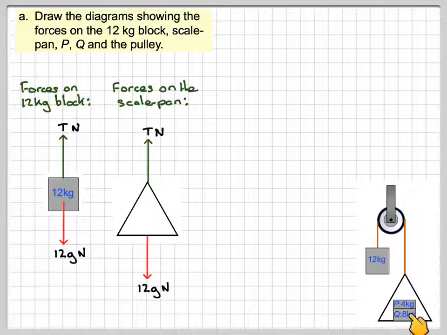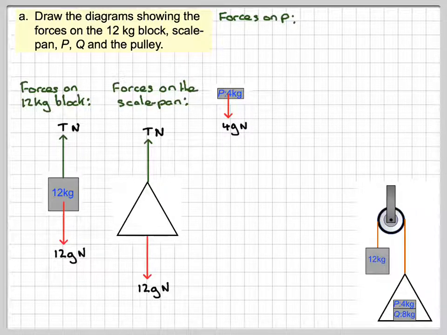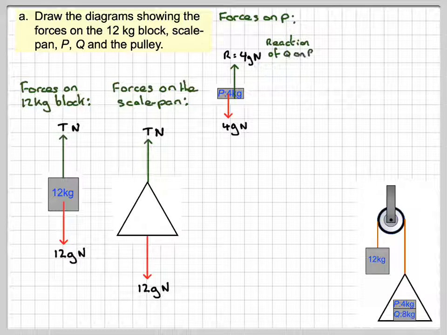Then we're going to take P. So on P, we've got the weight of the block, which is going to be 4G newtons, and then its reaction with the block underneath, which is going to be 4G newtons as well. So the reaction of Q on P.